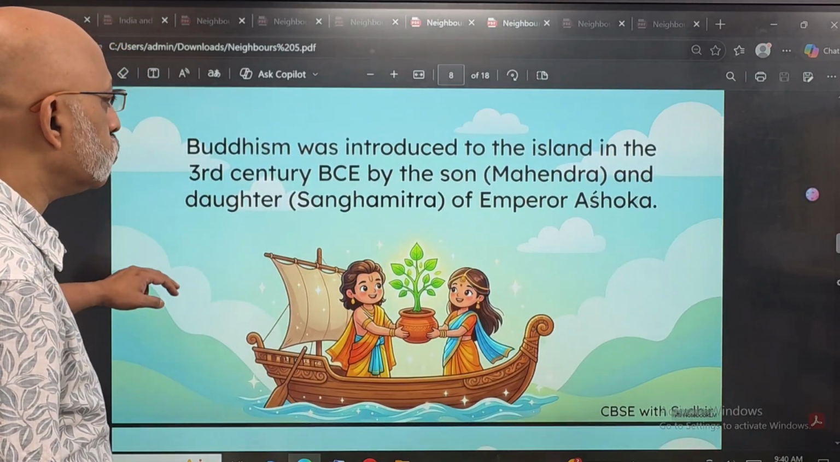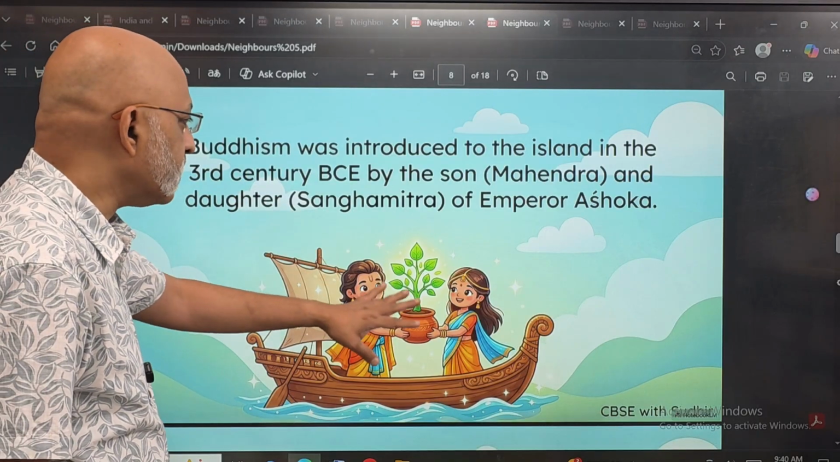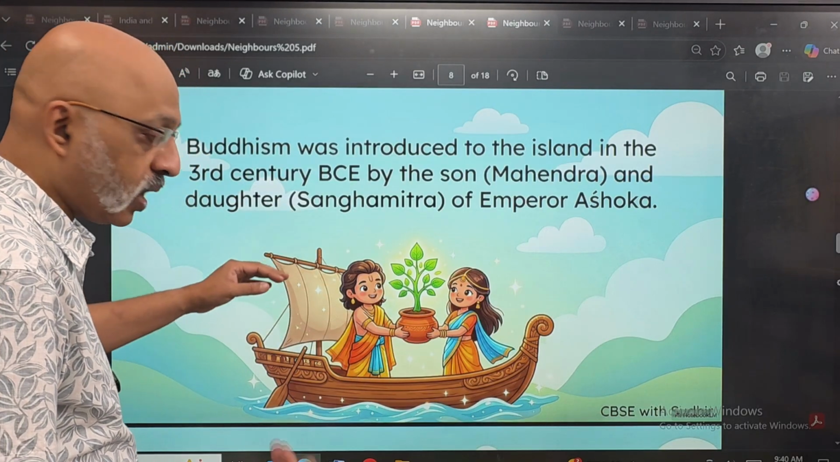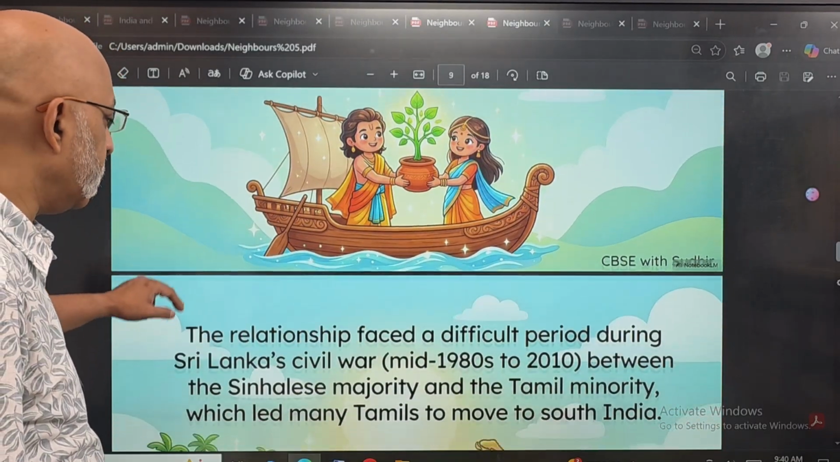Buddhism was introduced to the island in the 3rd century BCE by Mahindra and Sanghamitra, the son and daughter of Emperor Ashoka. That's how Buddhism went into Sri Lanka. We'll study about that in class 8.